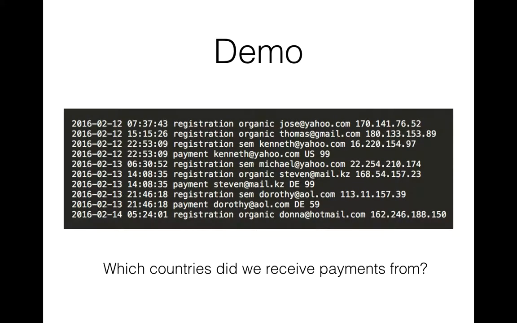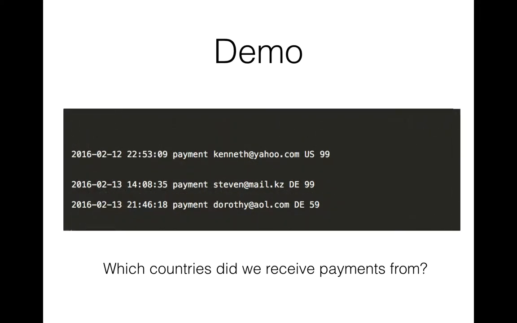We have the analytical question: which countries did we receive payments from? So how can we calculate this? What is the data pipeline that will answer this question? First of all, if we want to get this data, we only need the payments data. So we will get rid of the registration data and only keep payment records. This will be our first step.